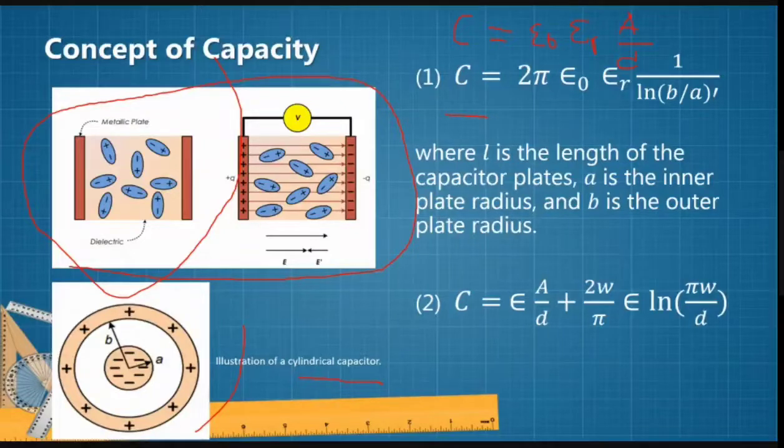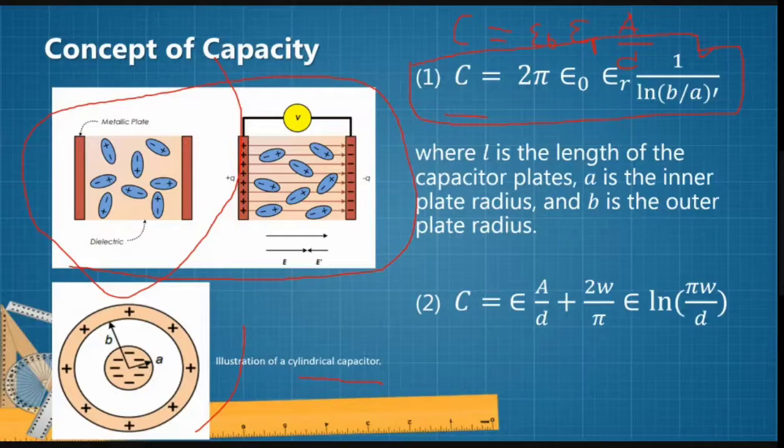And in a good capacitor, the electric constant and the geometry must be stable, based on this equation for the plates capacitor.